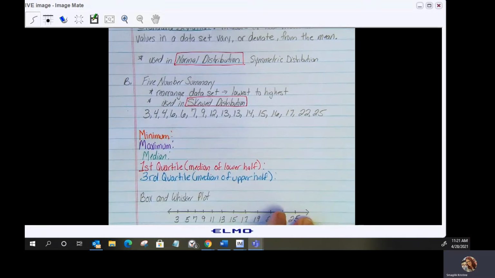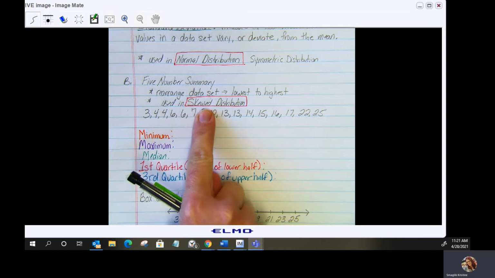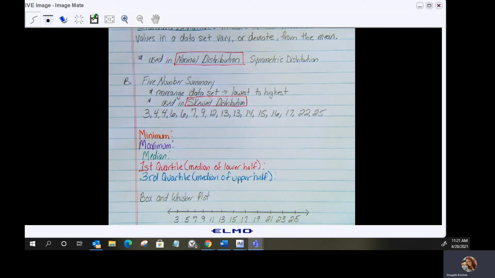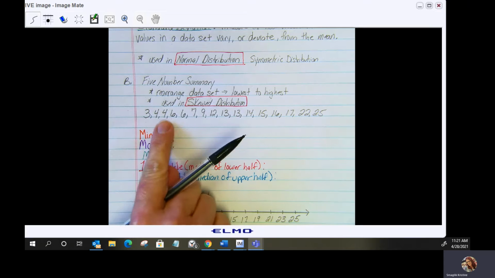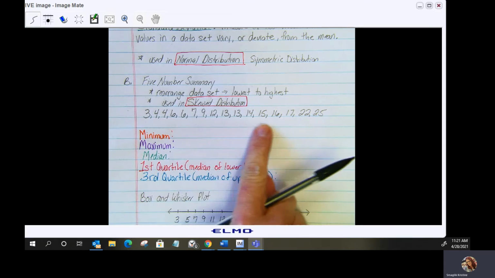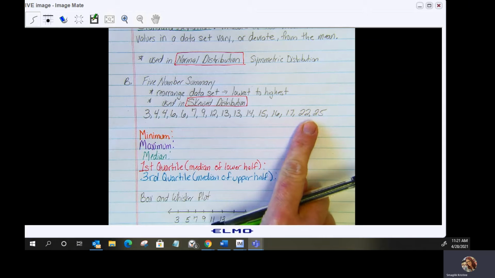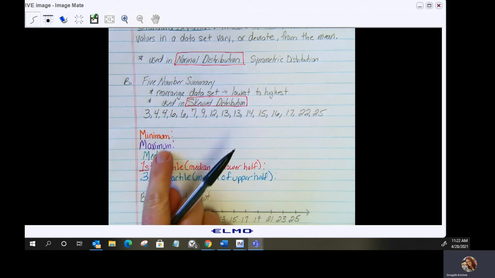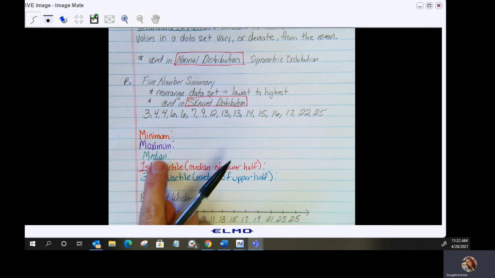Now we have the 5-number summary. What's important to do here is you have to rearrange your data set from lowest to highest. It must be in ascending order, otherwise you're not going to get the correct measures of center out. We use this if we have a skewed distribution, and again, we'll be talking about that a little bit more later on. So here's our data set, and I've arranged it from lowest value to highest value. Here's my 5-number summary: minimum, maximum, median, your first quartile, your third quartile. Let's take a look at those values.